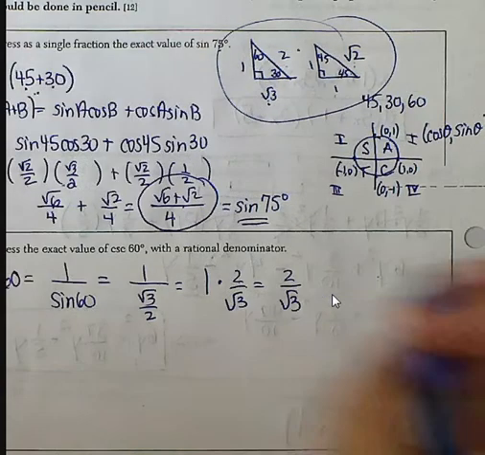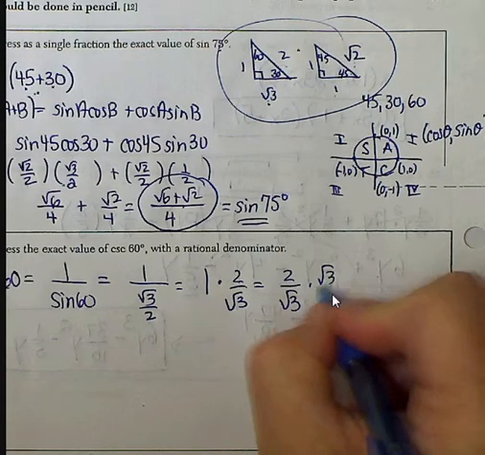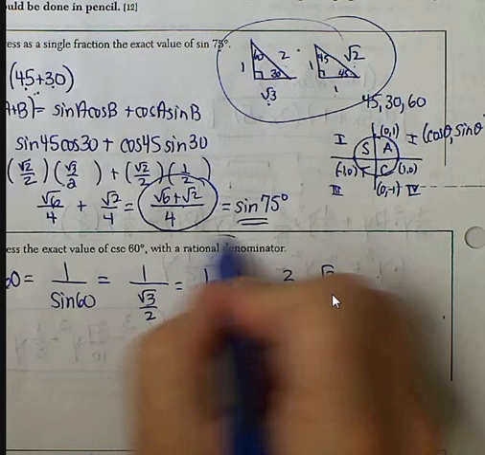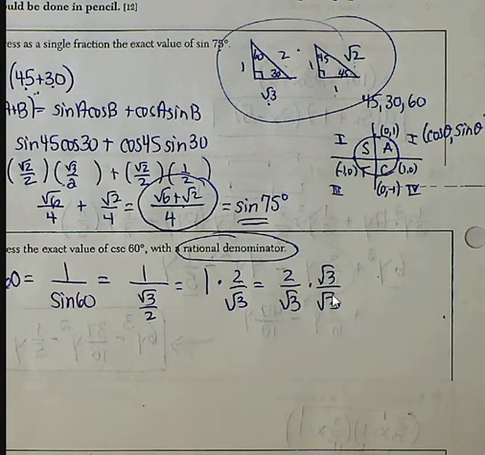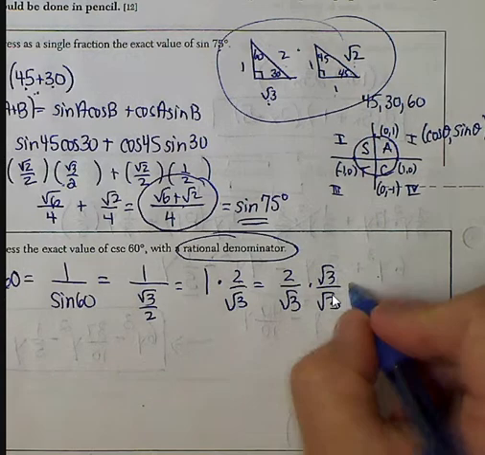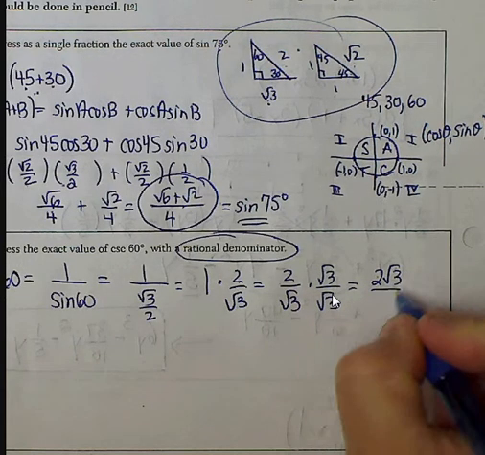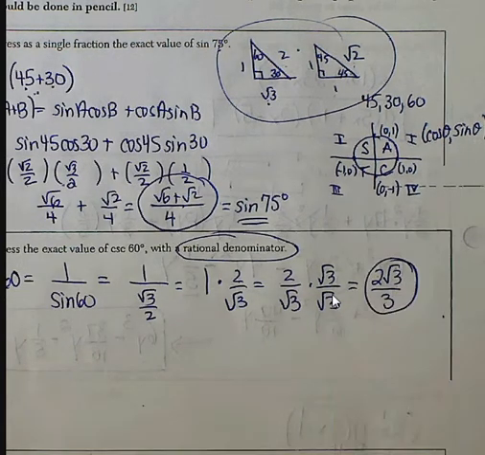And then we want to simplify that, because what it says here is we want a rational denominator. That just simply means make sure you don't have a radical in the denominator anymore. That's 2 square roots of 3 over 3. There's your exact value.